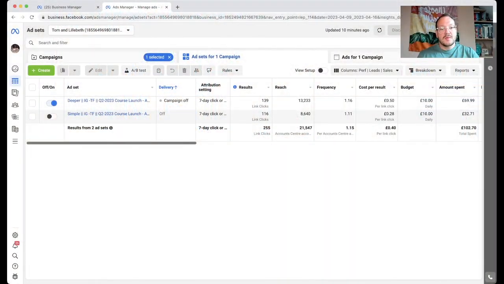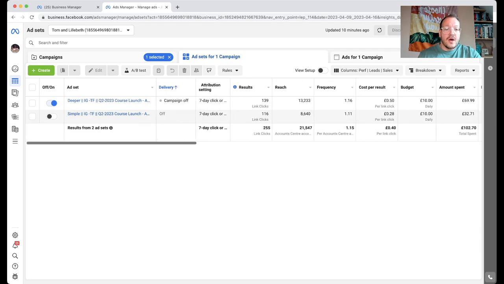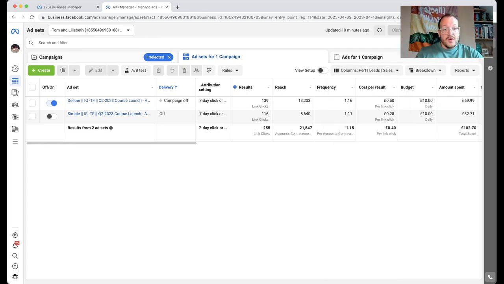So yours will look a bit different because you won't have two ad sets in yours, you'll only have one, but we're just going to focus in on the top one. What you want to do beforehand is, obviously Ali would have told you this in the metrics video, jump into here and change it to performance and clicks. I've got a custom one set where it's got a few extra things on the end, but otherwise it's identical to performance and clicks.